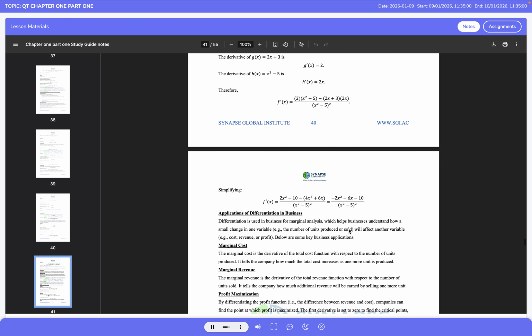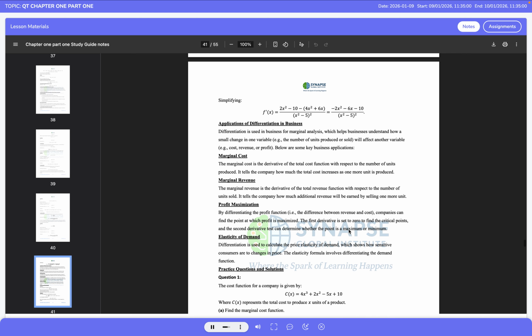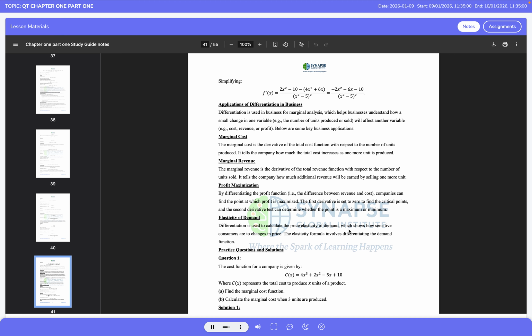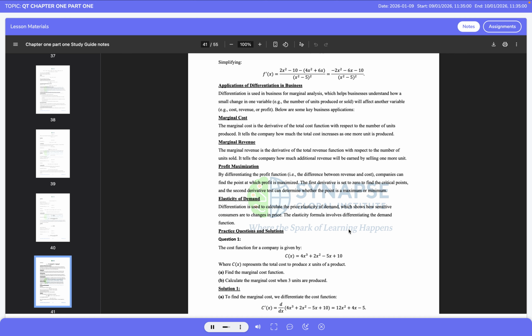This rule is commonly used in business analysis when average measures or ratios are involved. Differentiation has several important applications in business. Marginal cost is obtained by differentiating the total cost function with respect to output and tells the firm how much total cost increases when one additional unit is produced.